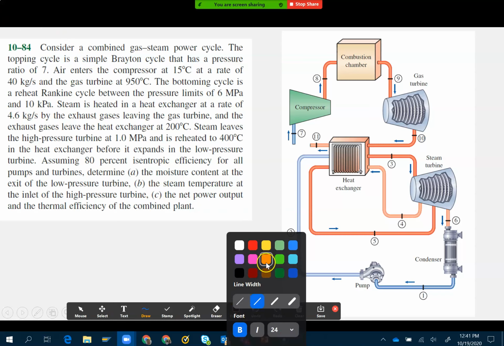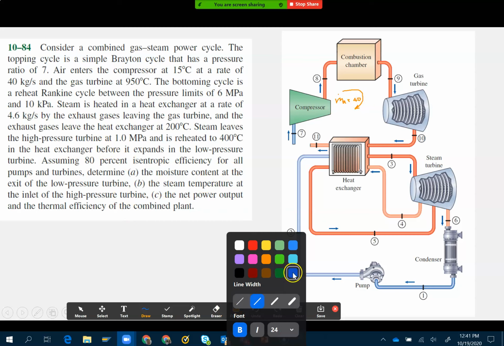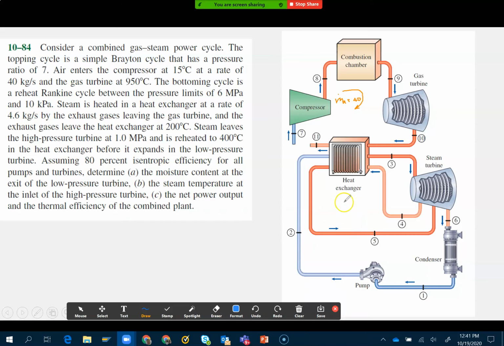So let's differentiate. We are going to use this color for gas. So this is the gas cycle, and air is at 40 kilograms per second. So the mass flow rate of air is 40. On the other hand, this will be my steam cycle, and the mass flow rate of steam is 0.6.